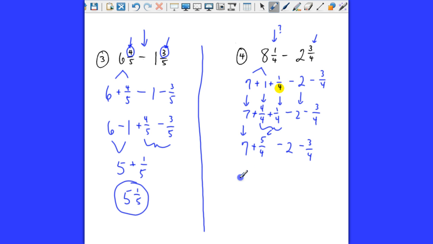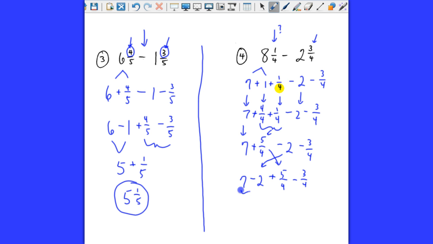Now I'm going to rearrange. Now be very careful to keep your signs. It's -2. I want to put the whole numbers together. It's plus, so what I did is I moved the 2 over there. I move this over here. I commute those two. Again, the commutative property. I have plus 5/4, and then I have -3/4.